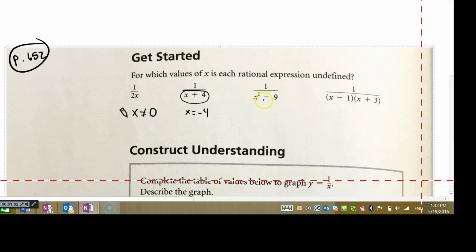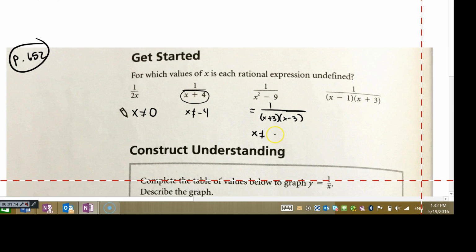This one right here is a little bit trickier, because this one can be factored as 1 over x plus 3, x minus 3. So that means that x cannot equal plus or minus 3. And in this one right here, x cannot equal 1 or negative 3.